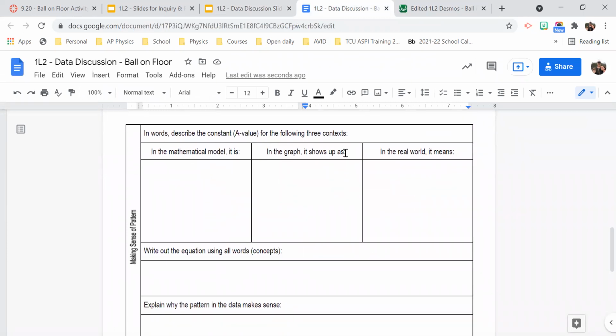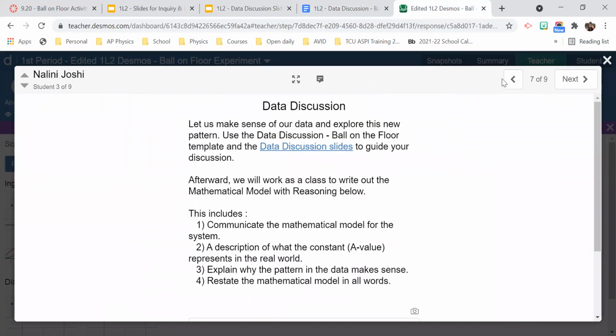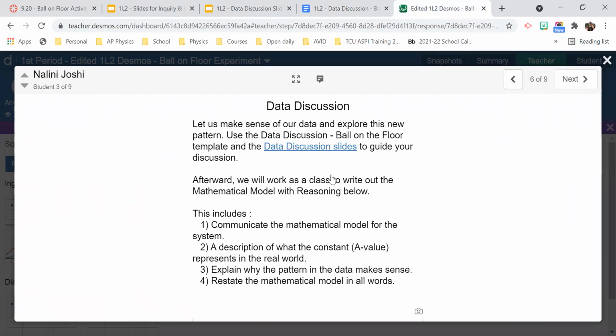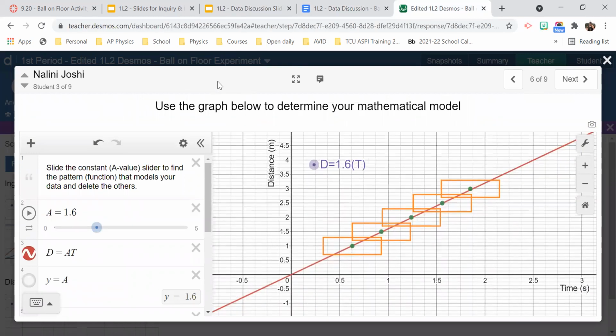So in words, describe the A constant value for the following three contexts. So this is where those questions for the mathematical model come in. So in that mathematical model, what is the A value? So from here, same questions, these four. What does your A value represent? We've got the distance it traveled and how long it took to get there. So in your idea, in your group, what does that A value represent?